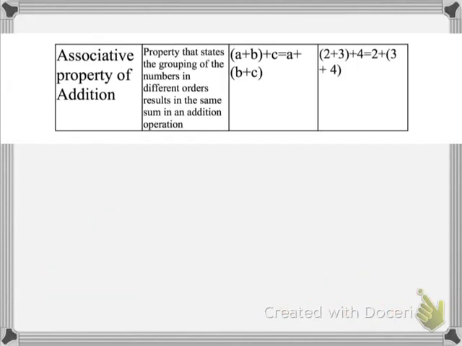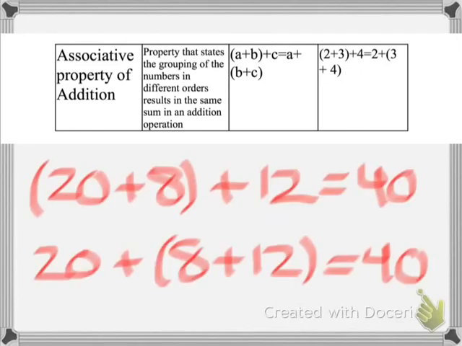Associative property of addition. Property that states the grouping of the numbers in different orders results in the same sum in an addition operation. 20 plus 8 plus 12 equals 40. 8 plus 12 plus 20 equals 40. The numbers can be grouped in different ways, and the sum will stay the same.